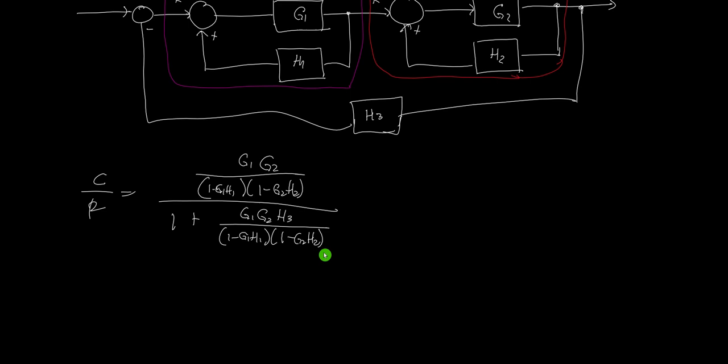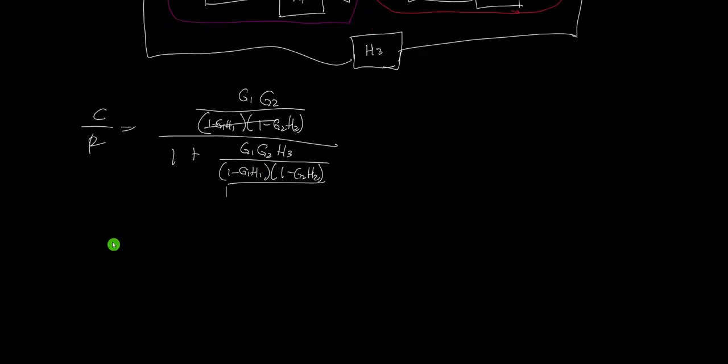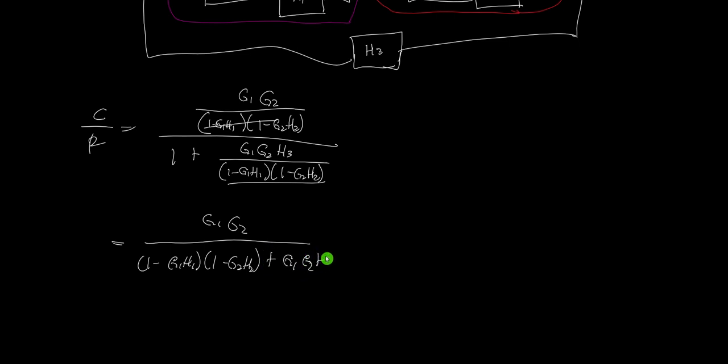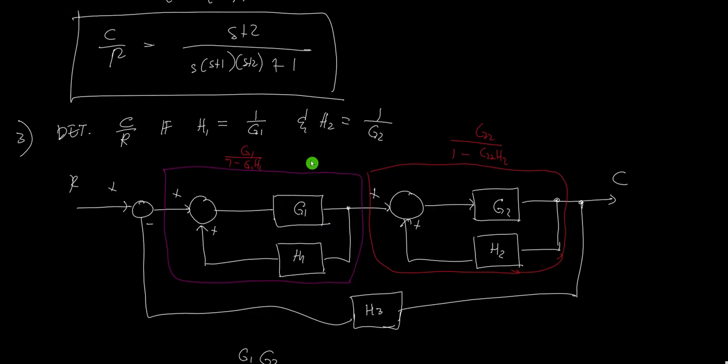Then simplify this again. You can cancel out this and this, but we need to multiply it here by the 1. So G1 G2, and we have 1 minus G1 H1 times 1 minus G2 H2, plus G1 times G2 times H3. And this will be our C over R. But we need to substitute our given values.